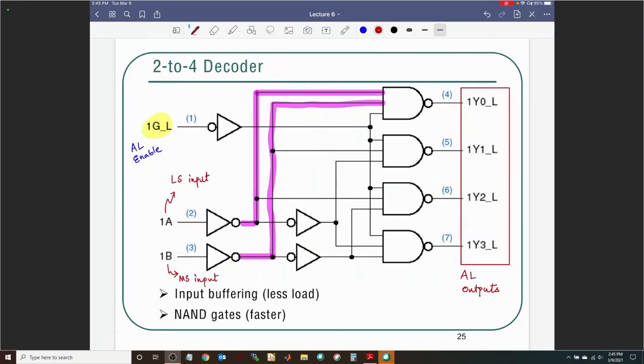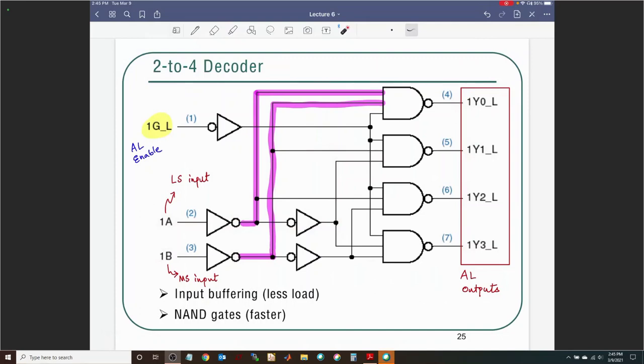Now, you guys might be wondering, why do we have a 1 as a prefix to every name? That 1 actually corresponds to the first 2-to-4 decoder in that 74X139 chip, because I told you that this is just half of it, right? So there are two of them. For the second one, the naming will be 2 followed by G_L, A, B, and so on. So that was for the second chip.